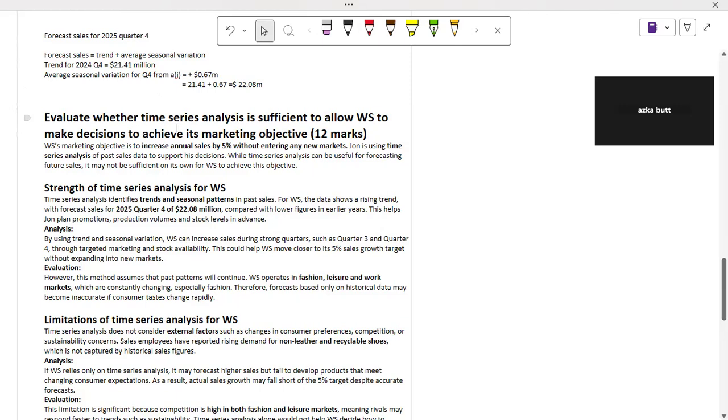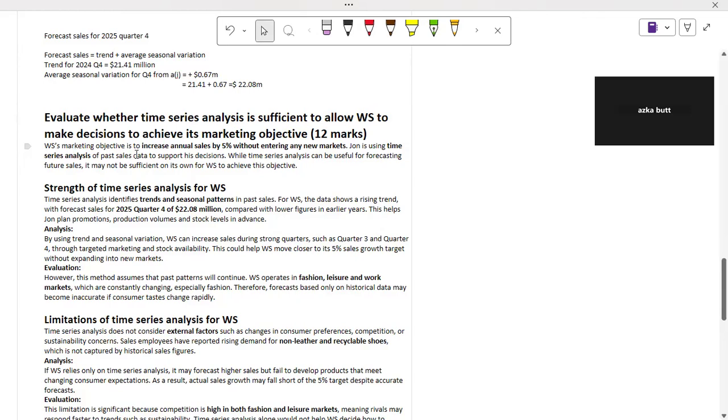Or you can also first write the advantage of this, evaluate this, then write its limitation, then again evaluate, and at the end you need to write whether this is sufficient or not. Okay, so first of all you should write the definition of the time series analysis.